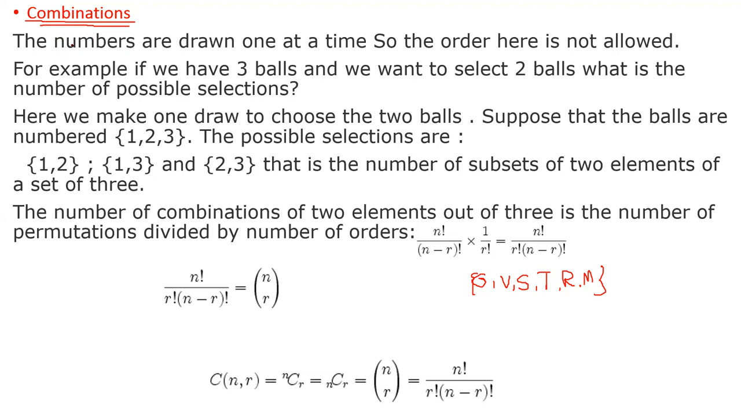Let's take an example, when the numbers are drawn at one time. Suppose I have a box, and I have nine balls numbered from one till nine. I choose three balls, one after the other. Is the order important or not important here?